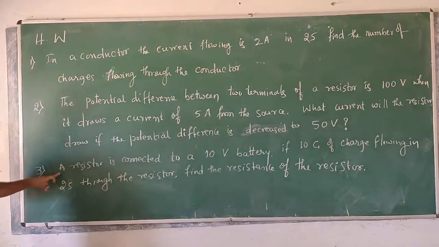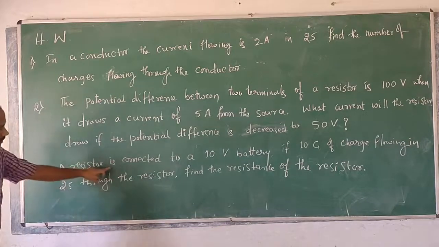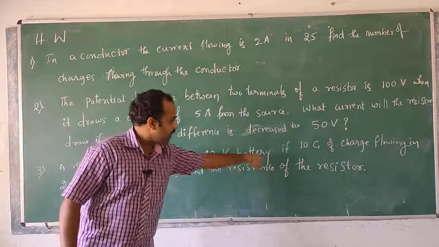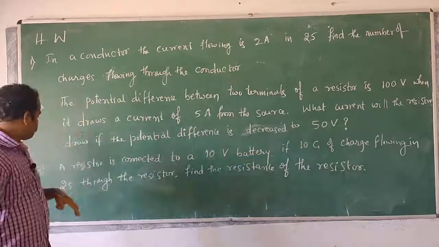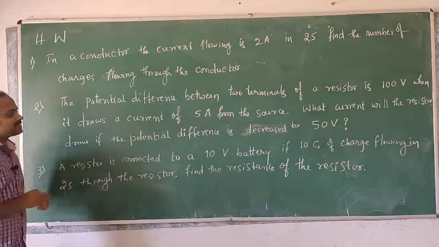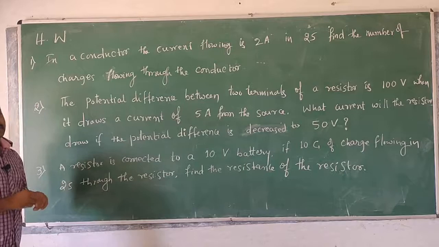The third problem is: a resistor is connected to a 10 volt battery. If 10 coulomb of charge flows in 2 seconds through the resistor, find the resistance of the resistor.